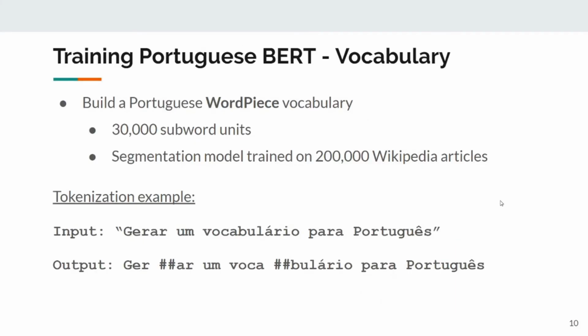So the first step is to generate a Portuguese word piece vocabulary with 30,000 subword units. It's trained on 200,000 Wikipedia articles. At the bottom, we have a tokenization example. So for an input, "gerar vocabulário em português", the tokenization keeps whole words if they are in the vocabulary, and if not, it breaks them into word pieces, such as the word "vocabulário" that is broken into "voca" and "##bulário".